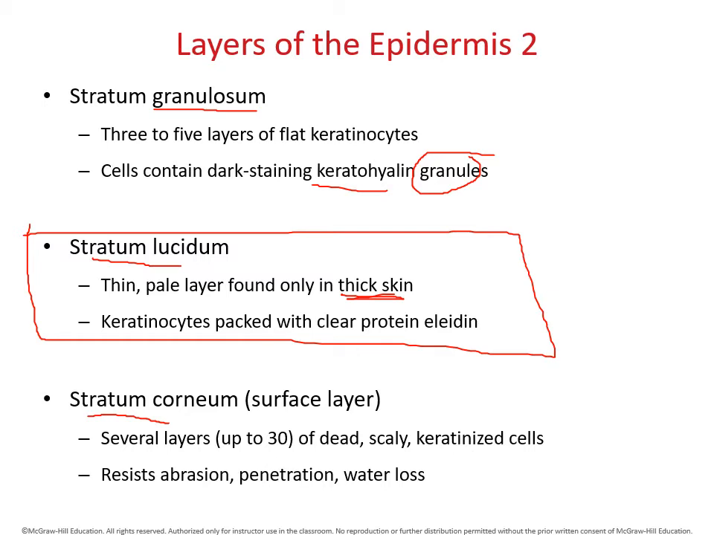The next layer will be our top layer, our surface layer. This is going to be the stratum corneum. The stratum corneum can be up to 30 layers thick, and it's nothing but keratinized cells. So cells that are dead and are still filled with keratin. This is a fantastic layer because it is going to allow us to create a waterproof barrier, to prevent any type of water loss. It's going to protect our body from any type of abrasion as well as penetration of any type of pathogens that are trying to enter our epidermis skin layer.